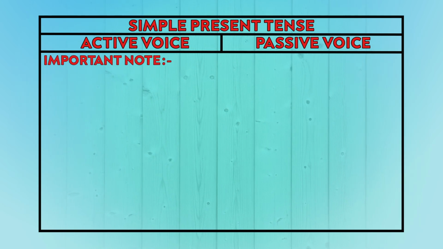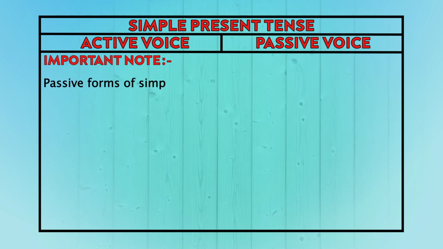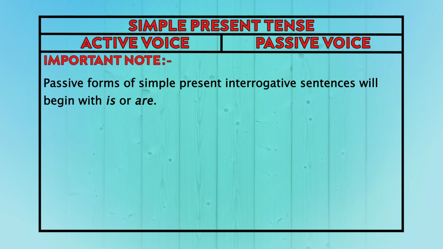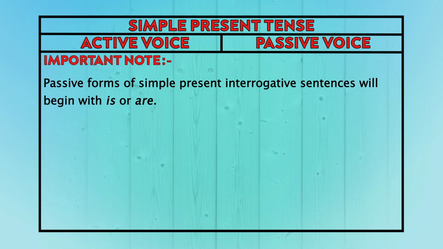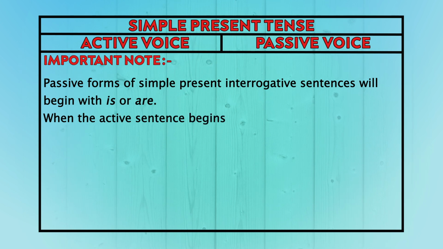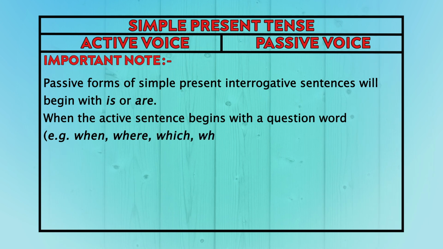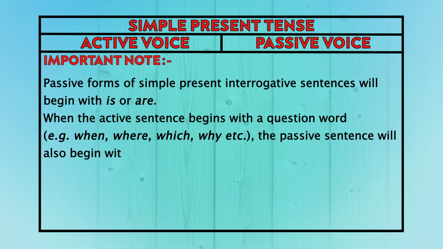Now, students, please keep this in mind. When you change interrogative sentences into the passive for simple present tense, then the sentence begins with is or are. Now another very important thing, students, please note it down: when the active sentence begins with a question word, for example, when, where, which, why, etc., the passive sentence will also begin with a question word.